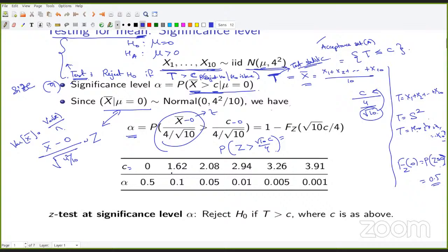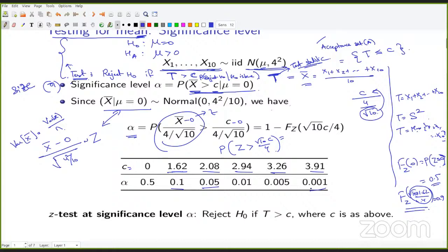Like this, when c is 1.62, we compute F_Z of root 10 into 1.62 divided by 4. We have a standard normal table, and from there we know the value of F_Z, which comes out to be somewhere around 0.9. So 1 minus 0.9 will be 0.1. We just substitute values of c and correspondingly get alpha: for 1.62, alpha is 0.1; for 2.08, 0.05; and so on.